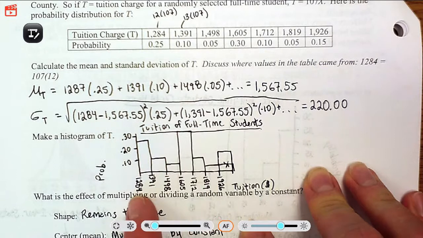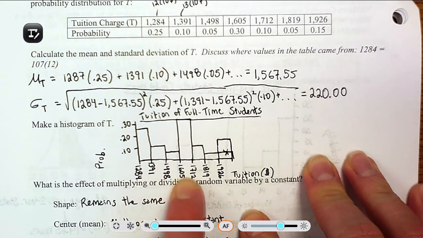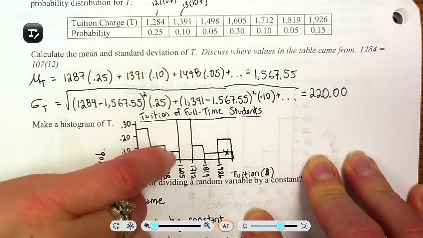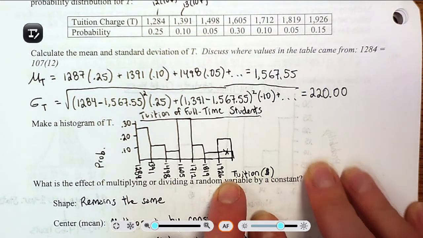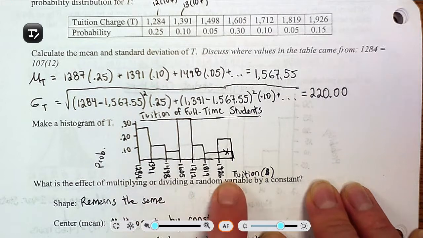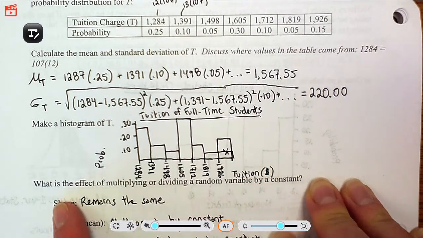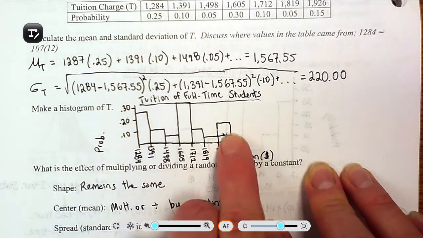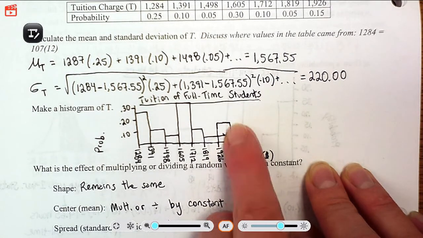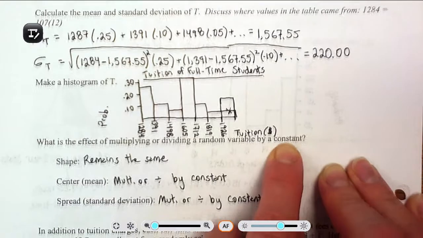So here is my histogram of T, not of the mean or standard deviation. The mean is somewhere around here, 15.67 hundred. And there we see 12, 13, 14, 15, 16, 17, 18, $19,000. Sorry about that last one there. For tuition, what is the effect? Oh yeah, that's right. That last one belongs there. I just had the wrong height. Okay. What is the effect of multiplying or dividing a random variable by a constant?